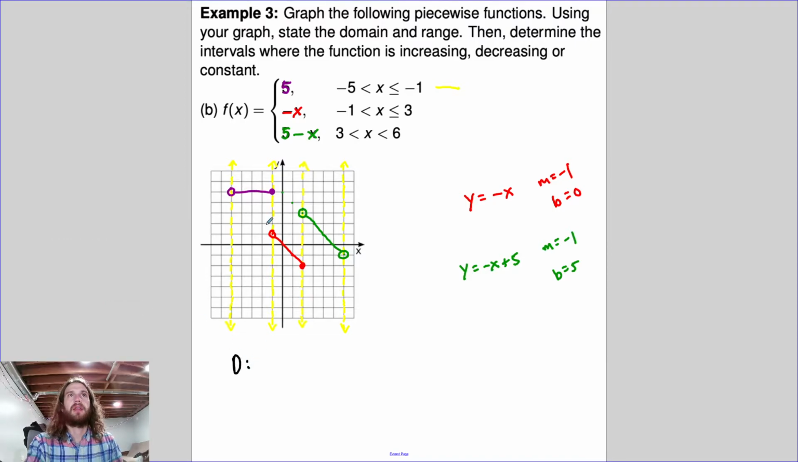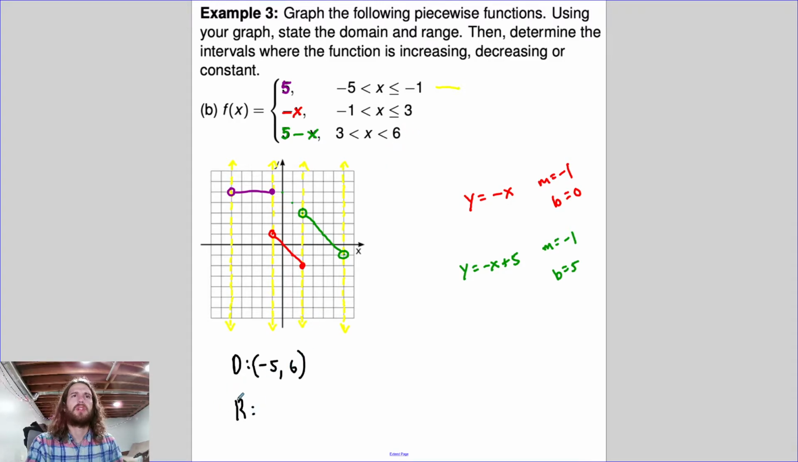Alright, domain, lowest x value possible is right here. That is negative 5. You can kind of do it from the function as well, right? From negative 5, travel along. Is there any x values missing? Nope, we jump down to here. Jump up to here. The highest value is 6, which resonates with what we've got going on here.